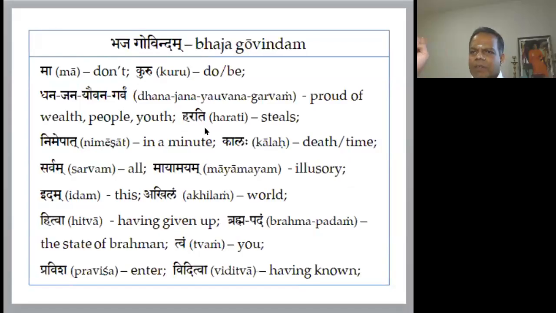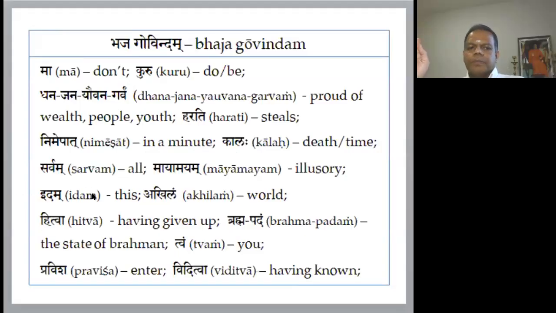Harati. Harati means something which steals, takes it away. Nimeshat means in a fraction of a minute, at the next minute. Nimeshat is actually fifth vibhakti, but I've given the translation as inner meaning because that's the only way it makes sense. So from minute to minute, something can happen. Kalaha: one meaning is death, one meaning is time. Time is the real death, because it makes things move. So Kala is time or death, whichever way you want to put it.